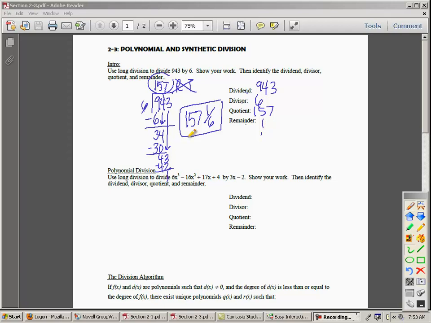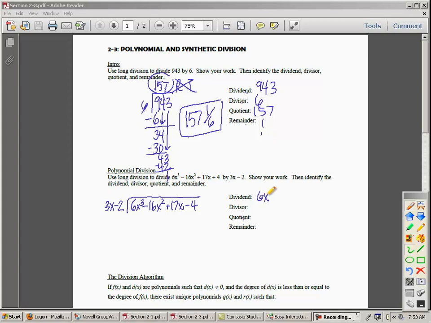We're going to try a polynomial as well. So we're going to set it up the same way. We're going to say we take 6x cubed minus 16x squared plus 17x minus 4, and we're going to divide that by 3x minus 2. Okay? And then we can fill out actually a couple of these so far.